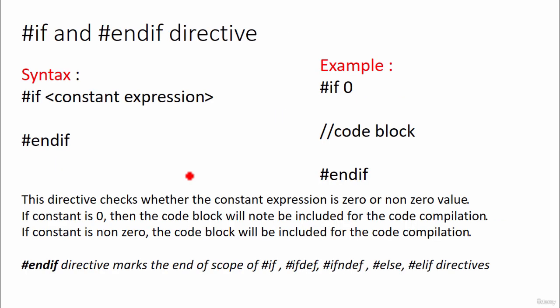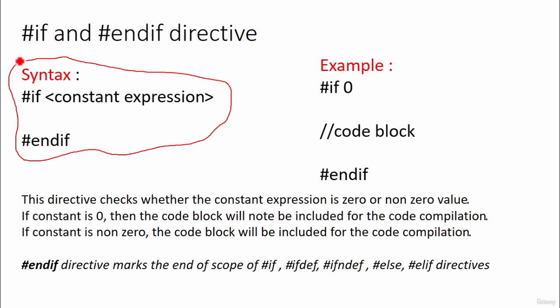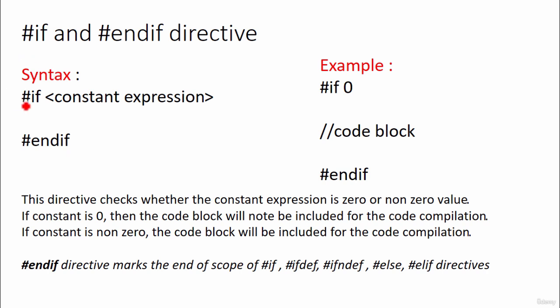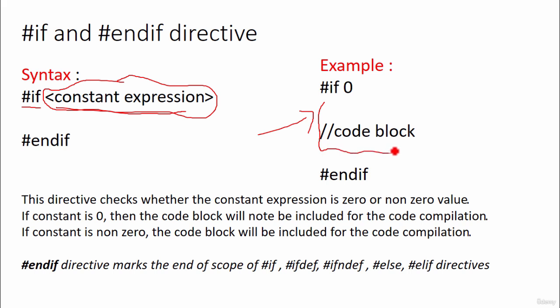Let's first start with #if and #endif directives. This is the syntax for how you should use #if and #endif directives. You have to write #if followed by a constant expression. This must be a number or an integer, like 0 or a non-zero value. Here is an example: #if 0. Here you can write your code block, and the scope of this if is marked or decided by the following endif. That's why an endif should always follow an if.